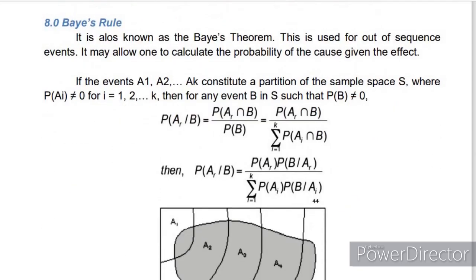Okay, so 8.0, Bayes rule. It is also known as Bayes theorem. This is used for out of sequence events. It may allow one to calculate the probability of the cause given the effect. So if events A1, A2 up to AK constitute a partition of the sample space S where P of AI is not equal to 0, for I equal to 1, 2 up to K, then for any event B in S such that P of B is not equal to 0, this is the formula.